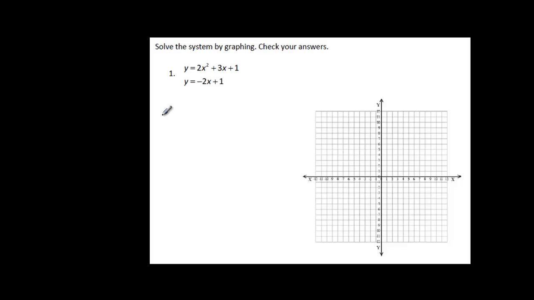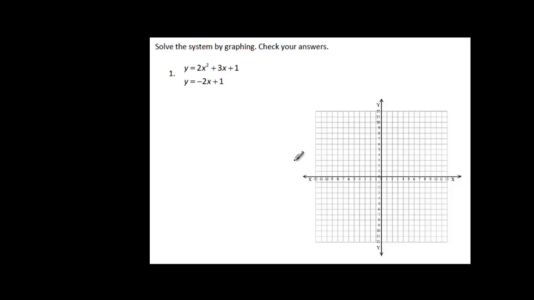This is the 4.9b worksheet. Number one, they want you to graph the system of equations. One is a parabola here. You can see by the x squared, and this one is just a regular straight line. Let's start by just graphing the line.